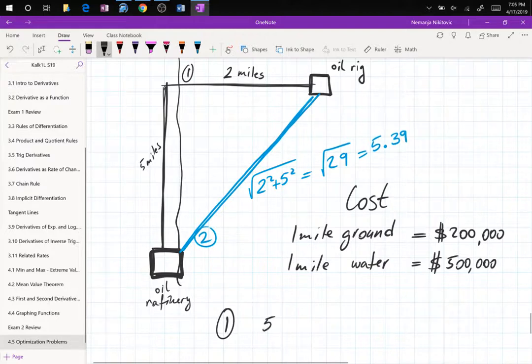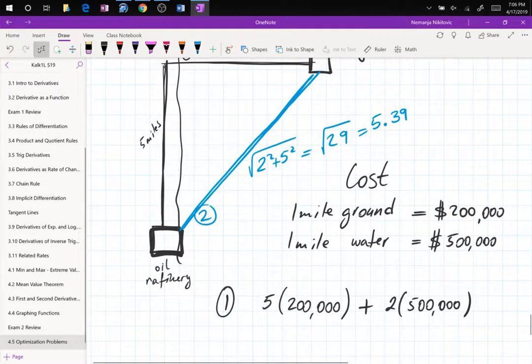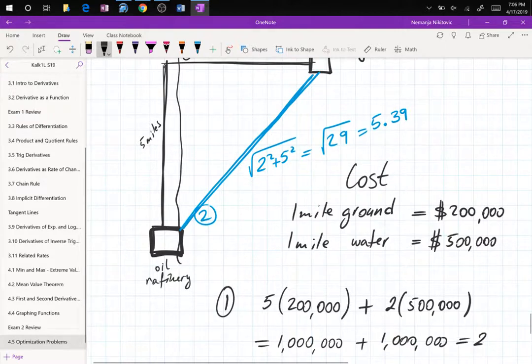We have 5 miles on the ground times 200K plus 2 miles underwater times 500,000 each. That is going to be 1 million plus another 1 million. This is way too cheap. It's 2 million. 2 mil. $2 million to lay pipes just this way.